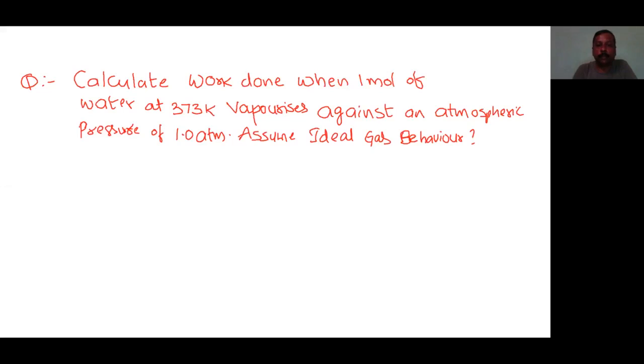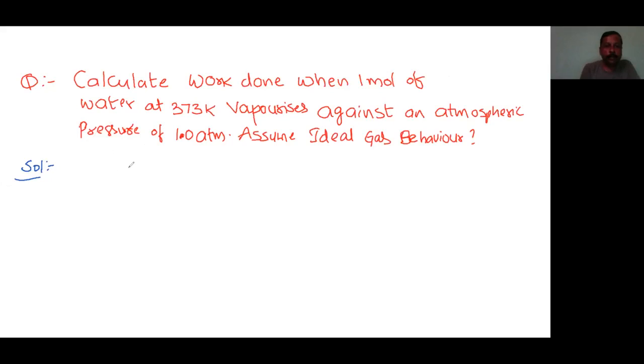Calculate the work done when 1 mole of water at 373 Kelvin vaporizes against an atmospheric pressure of 1 atm. Assume ideal gas behavior. It is 1 atm, not 10 atm, 1.0 atm. Okay, so let's see who will answer fastest. Okay, I am solving this question.